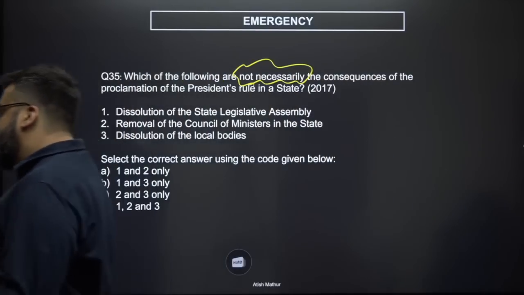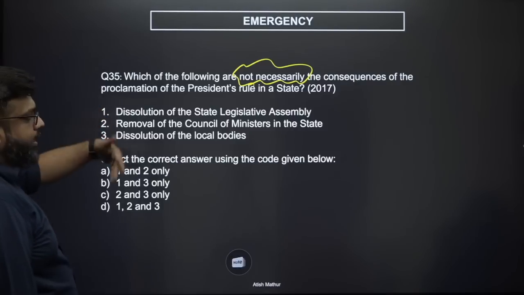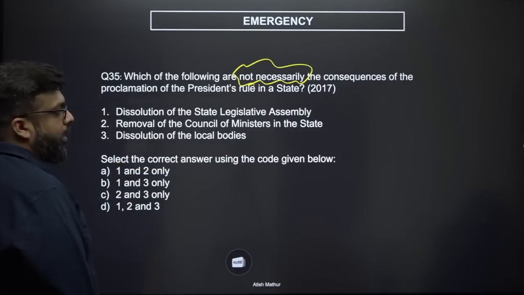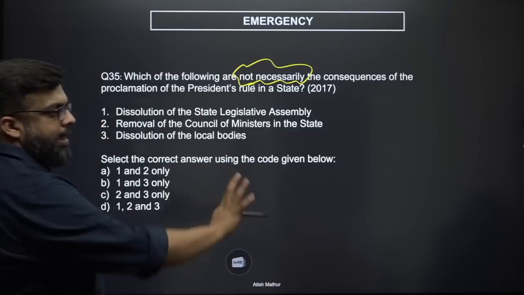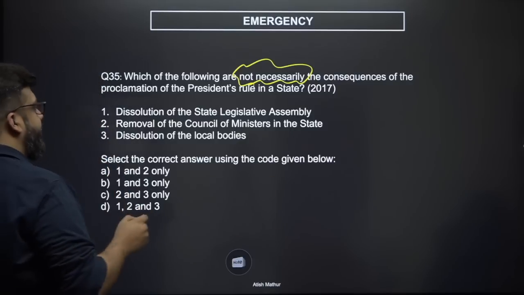Because this is strictly under the aegis of the state government, right? So this cannot be the case. That is what we might think. That is not necessary. So definitely it does not lead to the dissolution of the local bodies. It's not necessary. It's not going to necessarily affect Gram Sabha dissolution.